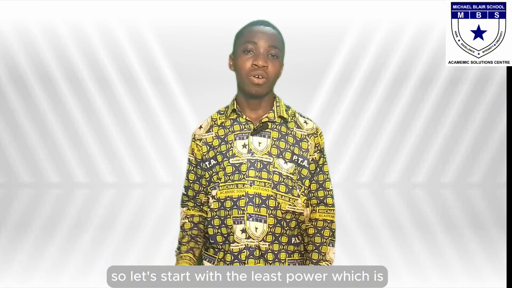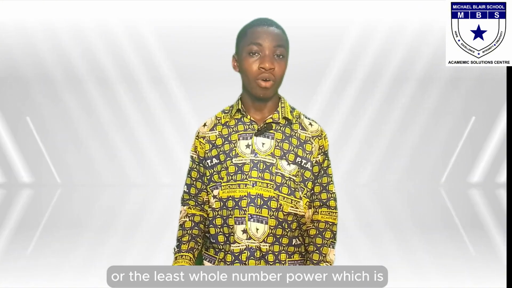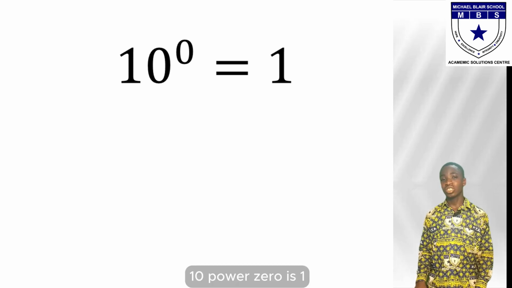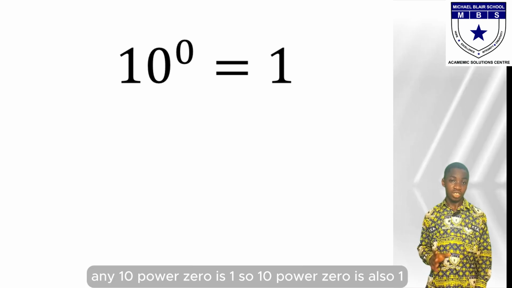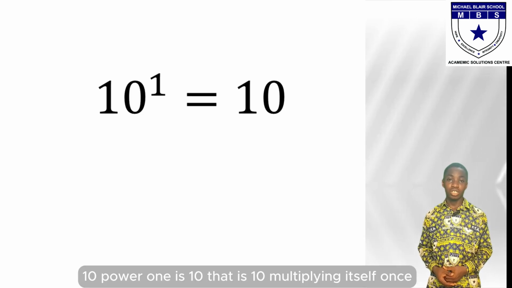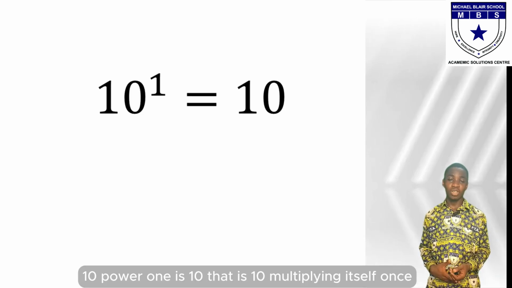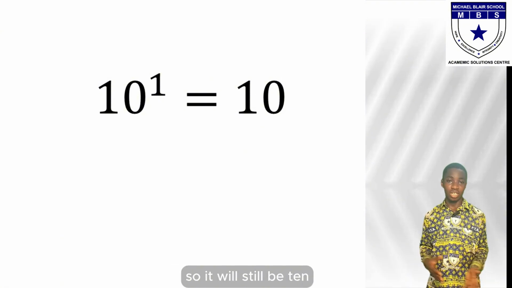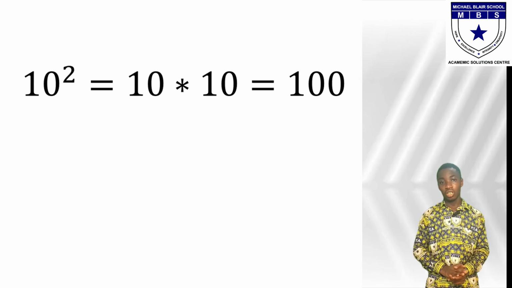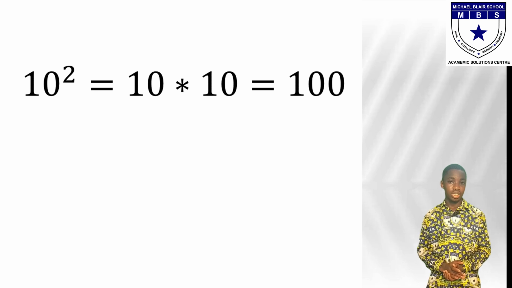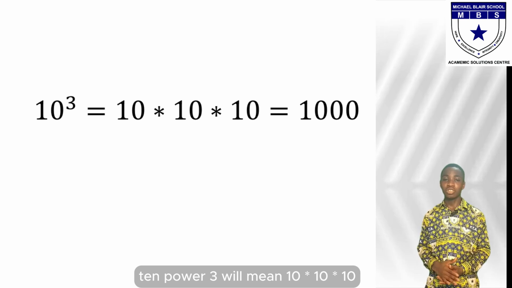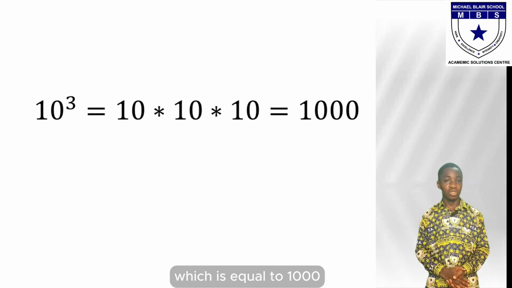So let's start with the least whole number power, which is 10 power 0. Any 10 power 0 is 1. 10 power 1 is 10. That is 10 multiplying itself once, so it will still be 10. 10 power 2 will mean 10 times 10, which is going to be 100. 10 power 3 will mean 10 times 10 times 10, which is equal to 1000.